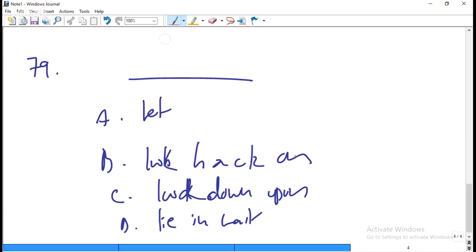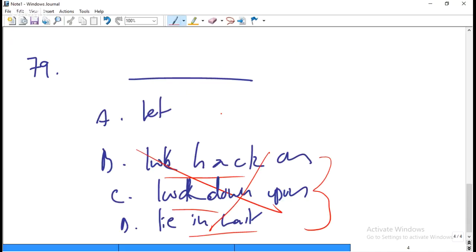If we check these three, B, C, D, it's very clear that they are unfit for the blank. So the sentence is: the delay of the project was not my fault and I am not the kind of person to let the grass grow under my feet. Hence, A is given priority.